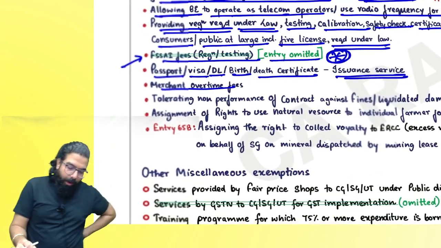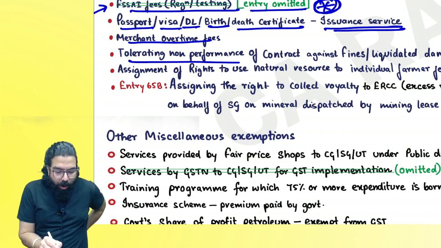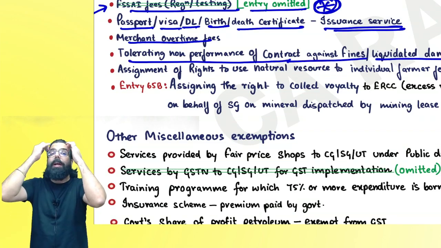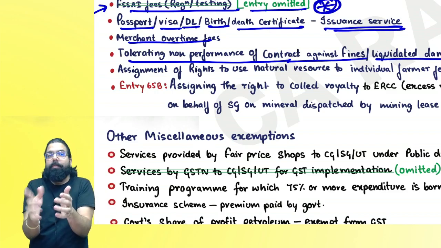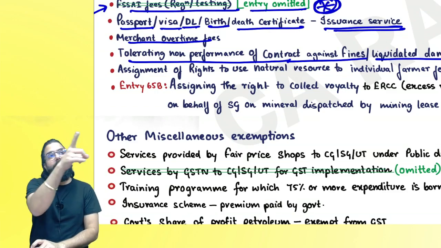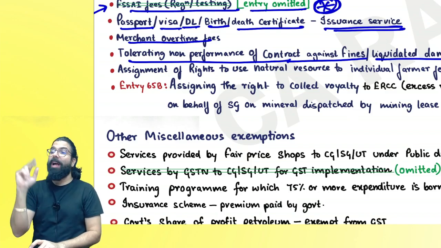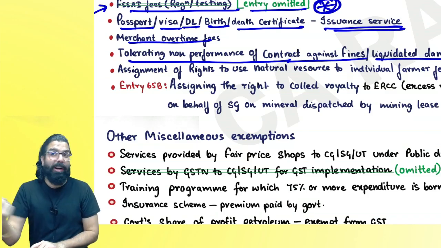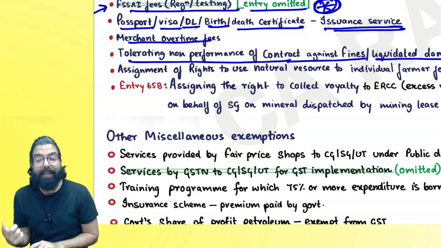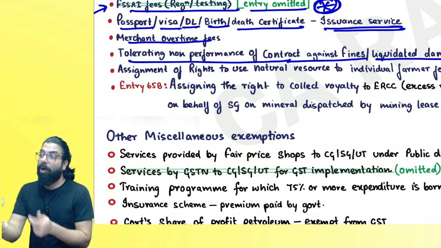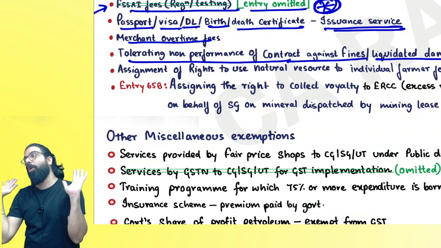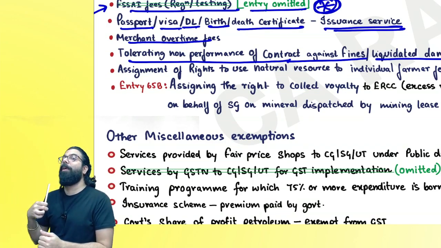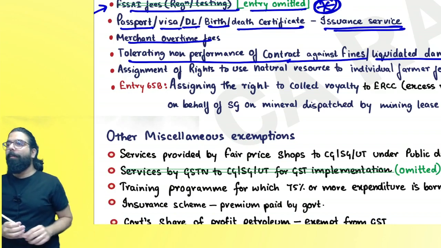The next one is tolerating non-performance of contract against fines or liquidated damages. Suppose the government told you, if you don't make this building within 2 months, I will take a fine of 2 lakh rupees from you. There was already an agreement between you and the government, and you did not make the building, so because of the agreement, you paid some fine to the government. The government will not charge any GST on tolerating, which is a service given by the government. I hope everyone is clear.